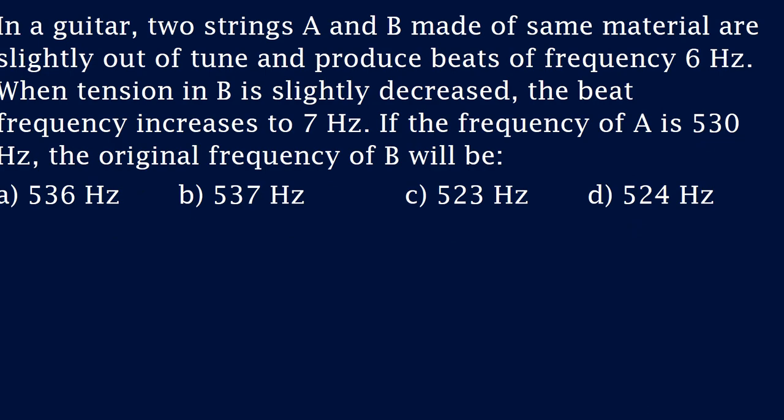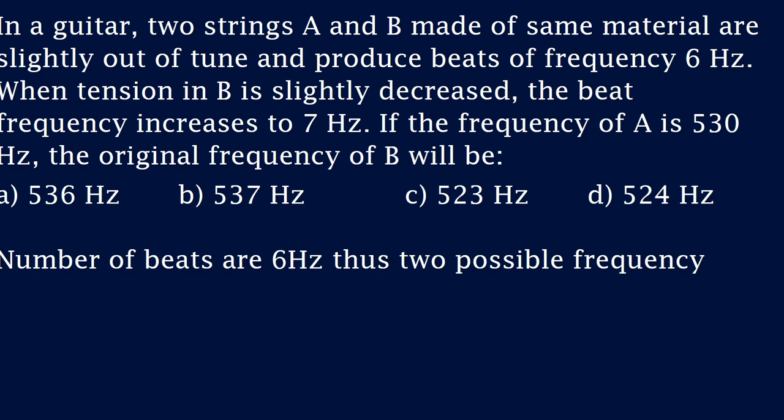In this question, on a guitar, two strings A and B made of the same material are slightly out of tune and produce beats of frequency 6 Hz. When the tension in B is slightly decreased, the beat frequency increased to 7 Hz. If the frequency of A is 530, the original frequency of B will be.